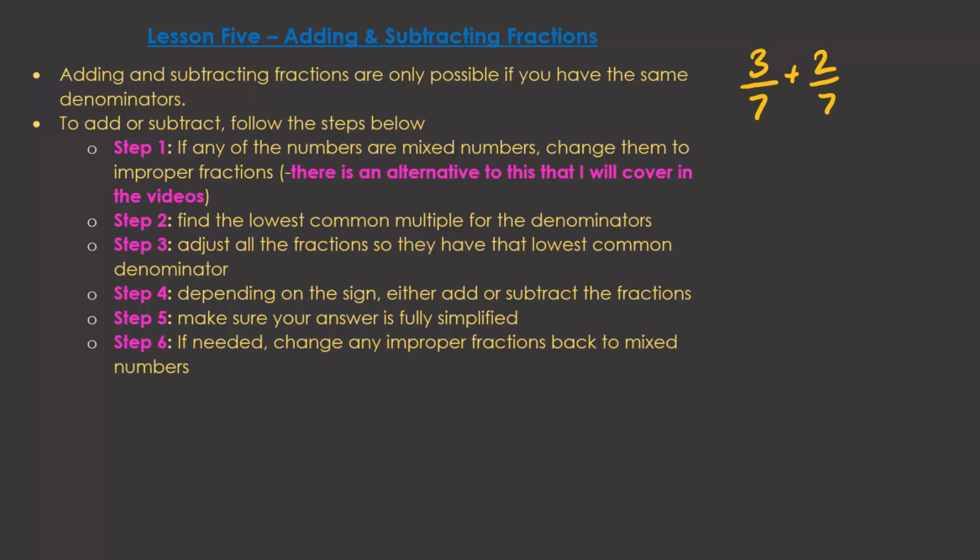So you've got 3 of something here, and you add 2 of something, so you've got 5 of that thing. So when you've got the same denominator, it's very, very straightforward. You just add the numerators. When we don't have the same denominators, what we're going to do is create the situation where we do by using equivalent fractions.